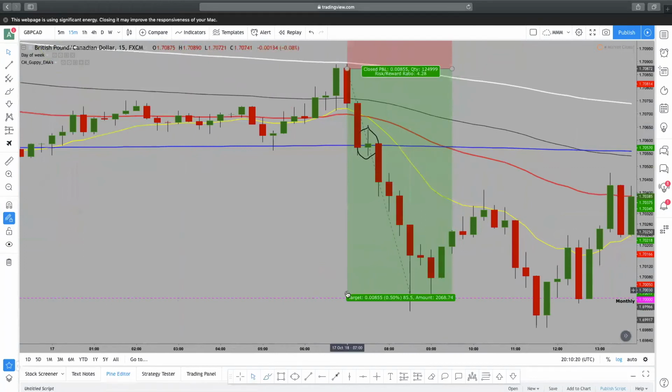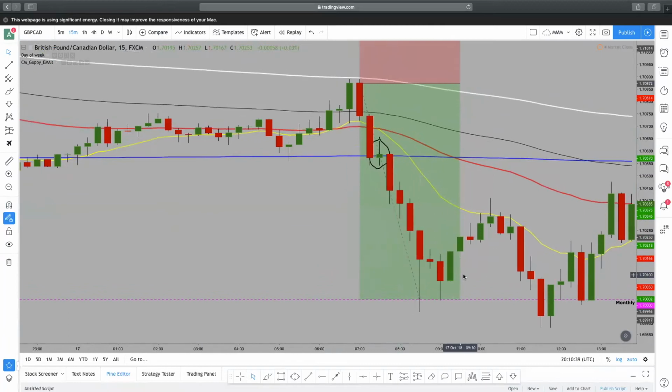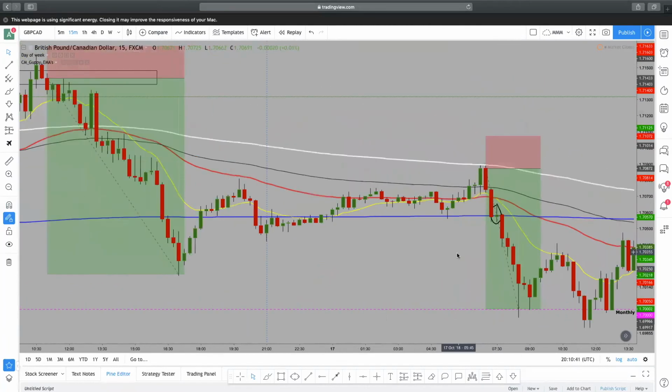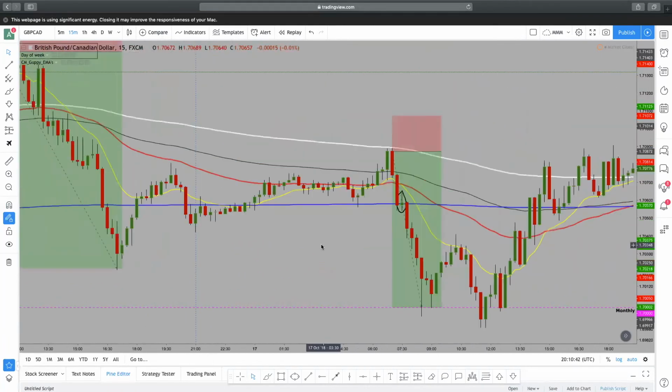So this is 85 pip. You can come exactly on my monthly level and catch 86.9 or 87 pip, I think. Yeah, 87. Okay, so that's the reason I took this trade. We move on to the next week.